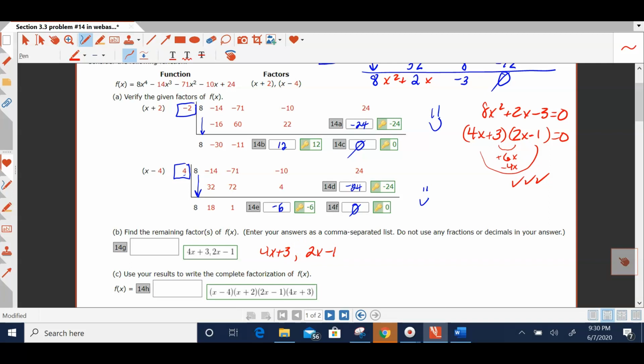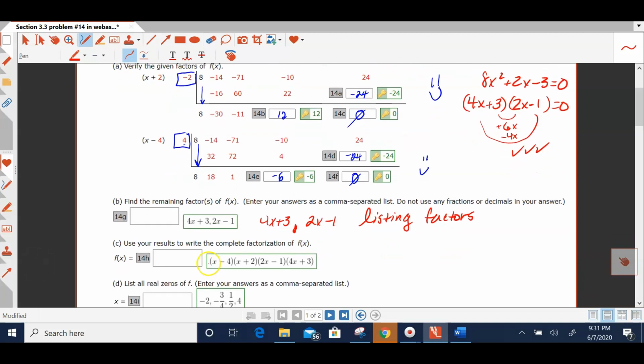Now it asks us to use that result to write the complete factorization of f of x. This is when we do put in the parentheses. So if I'm just listing the factors, notice they asked me for a comma separated list, so I'm just going to list those two guys separated by a comma. But if I'm going to write the complete factorization, that means I have to write all factors multiplied together, so I have to have those parentheses.